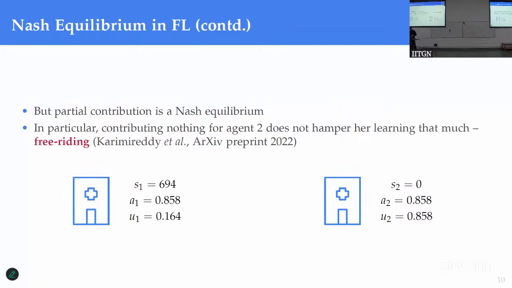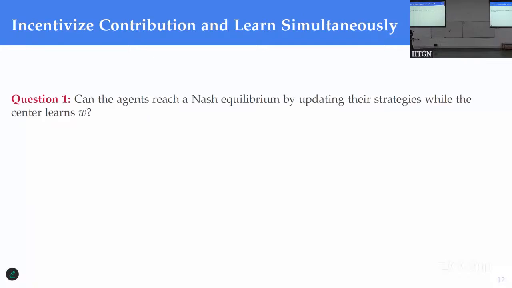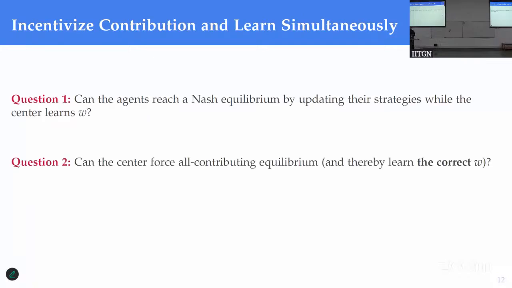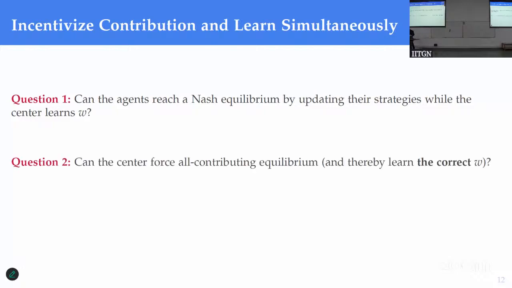Okay, so what are our objectives? We want to incentivize both contribution as well as learning this W. So the first question is, can the agents reach an equilibrium by updating their strategies while the center is trying to learn W, and both of them, this W and S vector together, reach an equilibrium in some sort of an iterative manner? And the second question, the more important one, is that if the planner or the center wants to force everyone to contribute completely, can they actually do it? And the answer to both of these is yes.